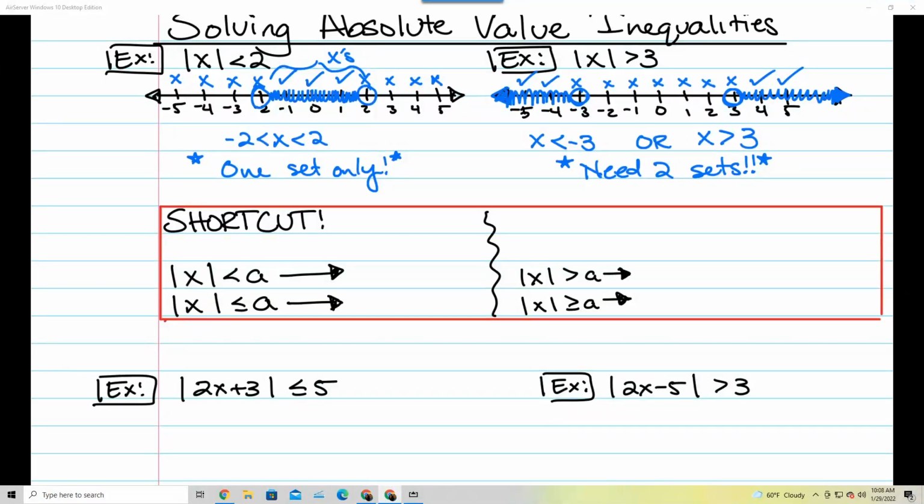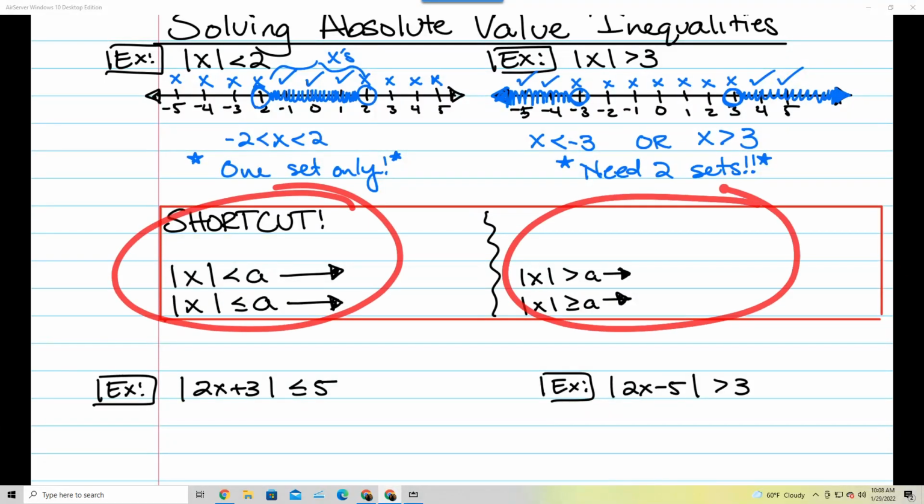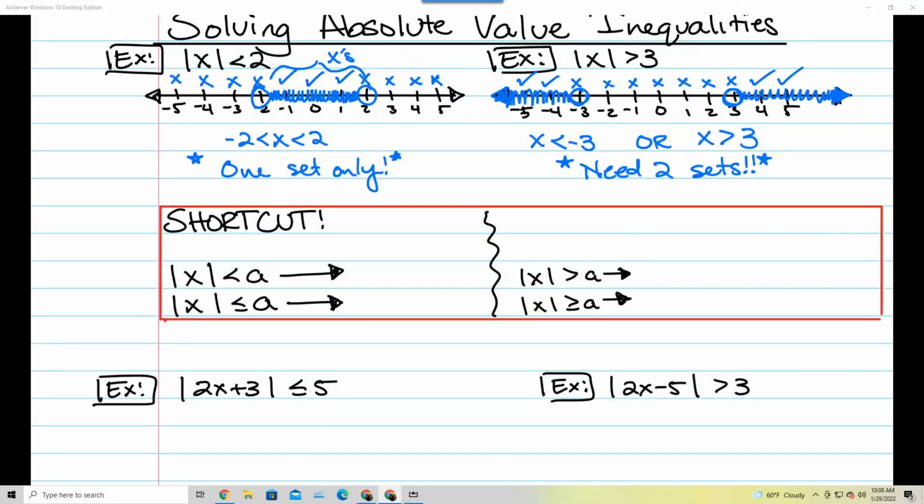Okay, so I got these split up into two different boxes. There's this box over here, and there's this box over here. On the shortcuts on the left, I want you to notice that you have the absolute value is less than, we're going to say an A, but really an A means a number. Okay, when you have the absolute value of x less than some number, or when you have the absolute value of x less than or equal to some number, the shortcuts are going to look very similar to each other.